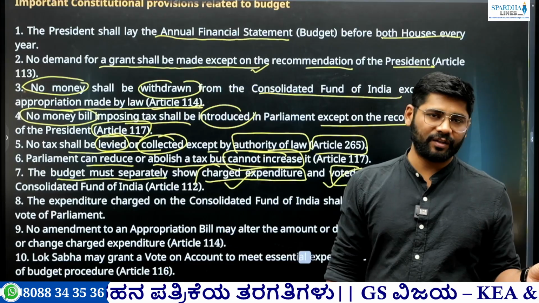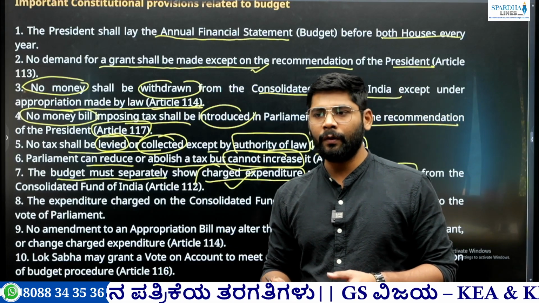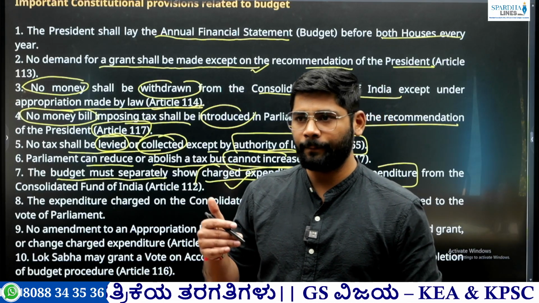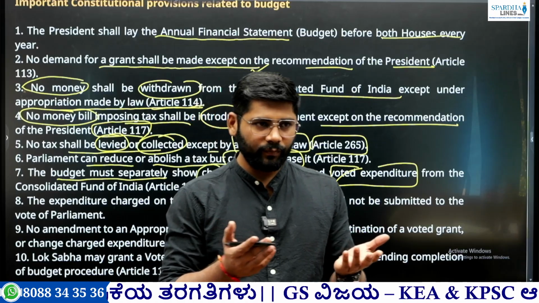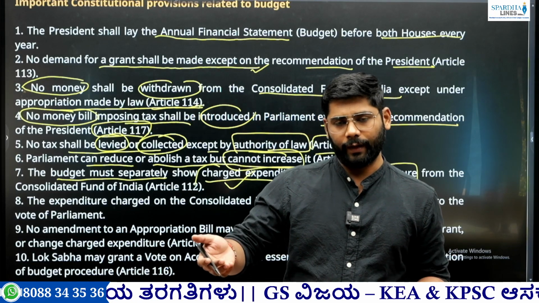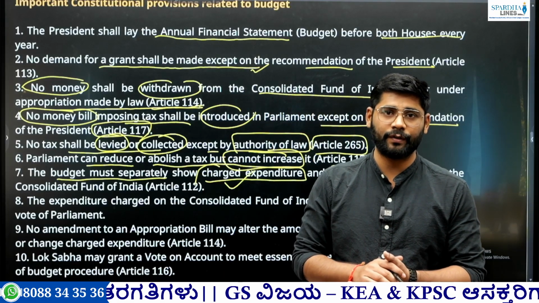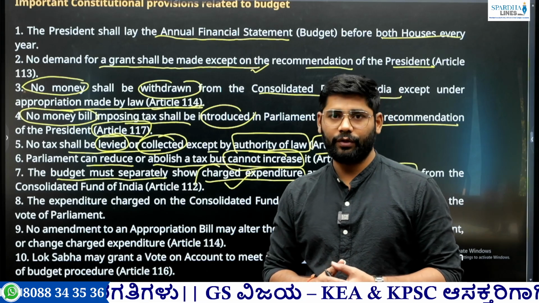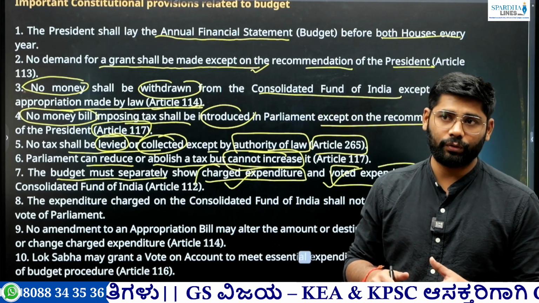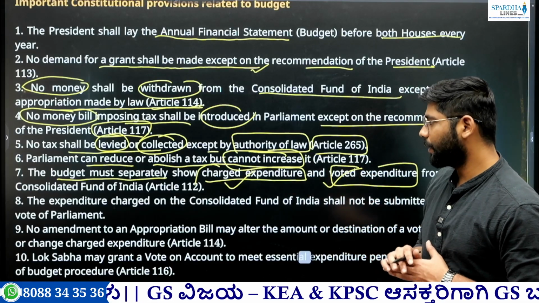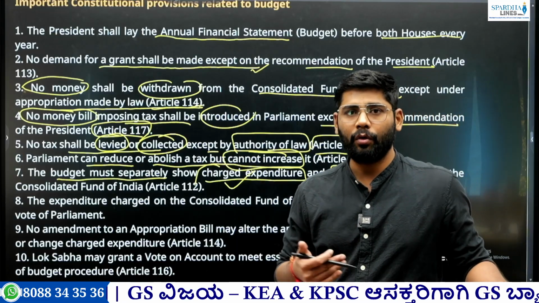When it comes to charged expenditure, these are mostly associated with constitutional offices. So the salary and allowances of the Speaker and Deputy Speaker, expenditure of the UPSC, the Supreme Court, the salary, allowances and pension of the Supreme Court judges. Okay, so these are all called charged expenditure, so you cannot vote on that. Then voted expenditure means these expenditures can be voted.